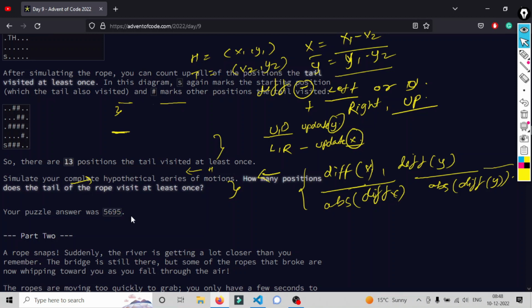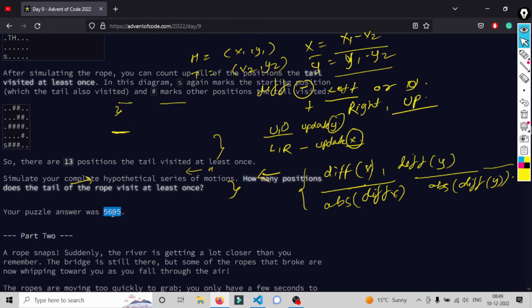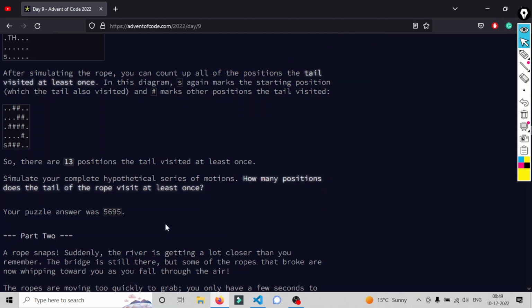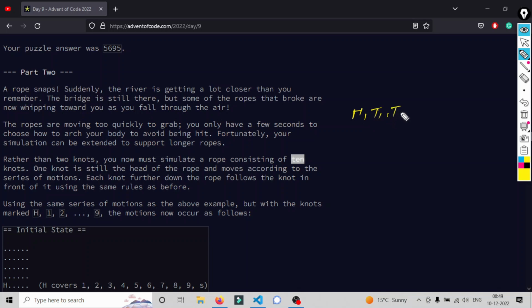Part 2 is completely similar. For part 1 we were using only 2 nodes, but here it is saying we have to use 10 nodes. So for 10 nodes, one will be the head and the rest will be tail.